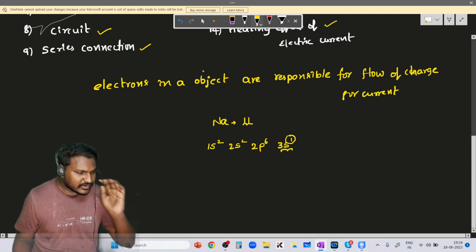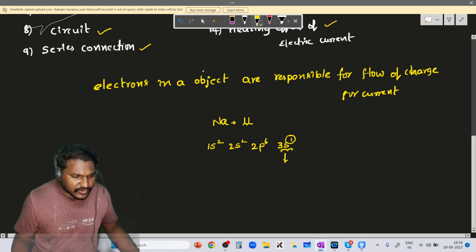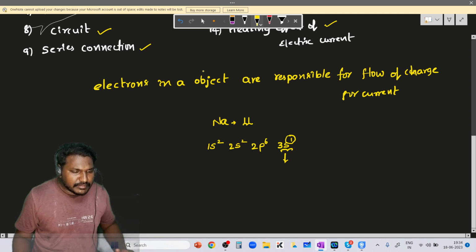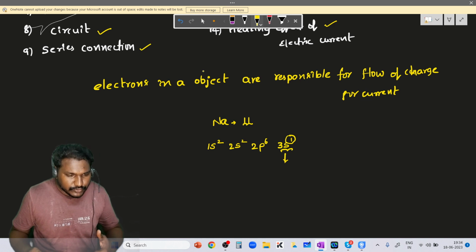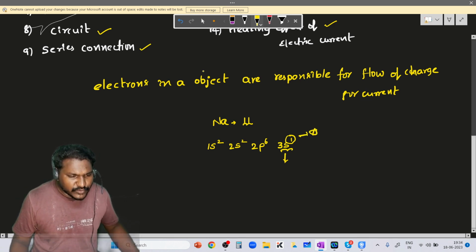There is one free electron in the outermost shell of sodium, and this free electron will be looking to combine with some other element to form a bond. And this free electron is always moving.